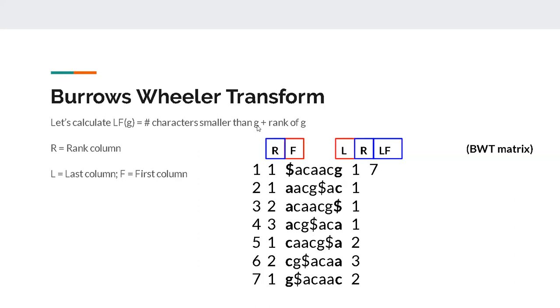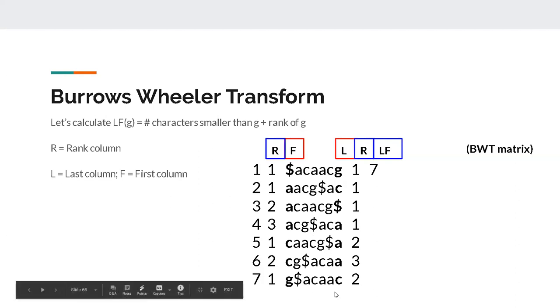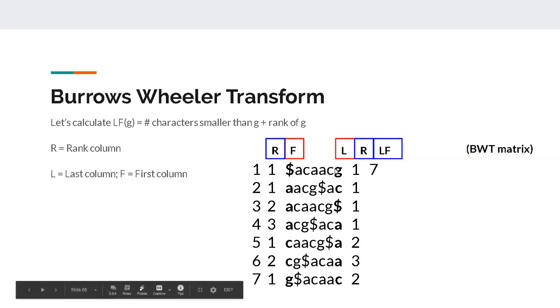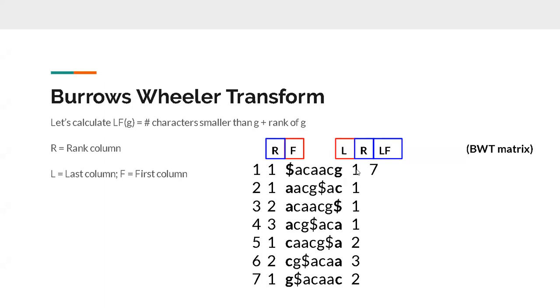Can anybody tell me how many characters are smaller than G in any of the columns? If you take this column, how many characters are smaller than G? And remember, dollar will have the least order. How many characters are smaller than G in the last column? Six, yes. So there are 6 characters which are smaller than the G in the last column, and the rank of this G is 1. So you will add 6 plus 1, which is 7.